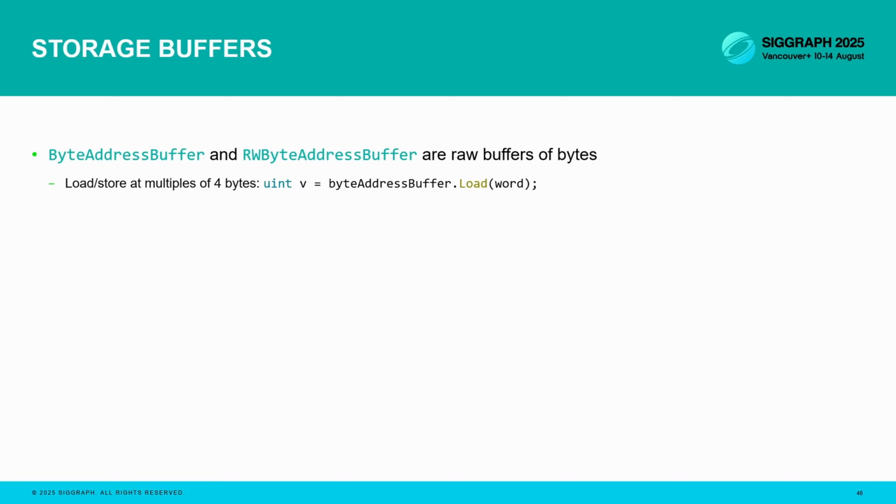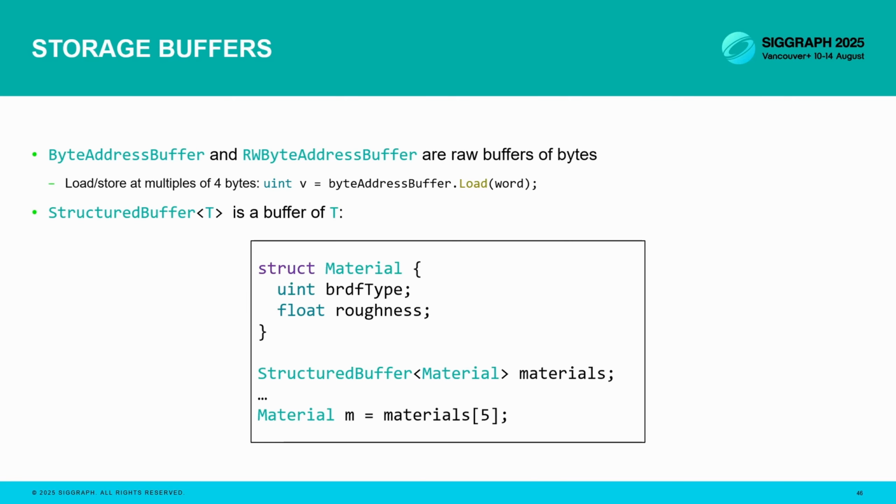You can also have linear buffers of data. ByteAddressBuffer is a raw buffer of bytes. Like RWTexture2D, there's an RWByteAddressBuffer type that allows both reading and writing. A structured buffer is an array of a given type. For instance, here we define a material struct and then the buffer of materials.